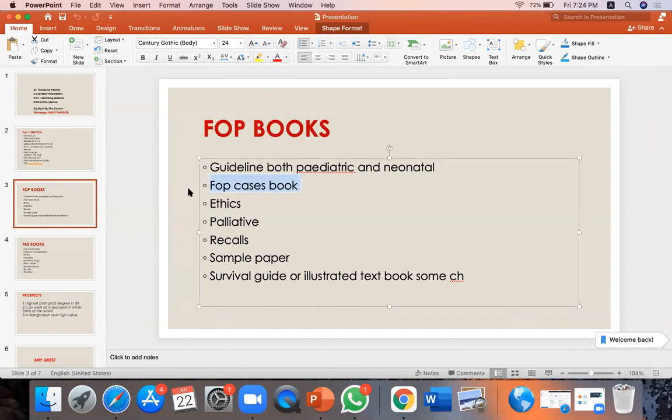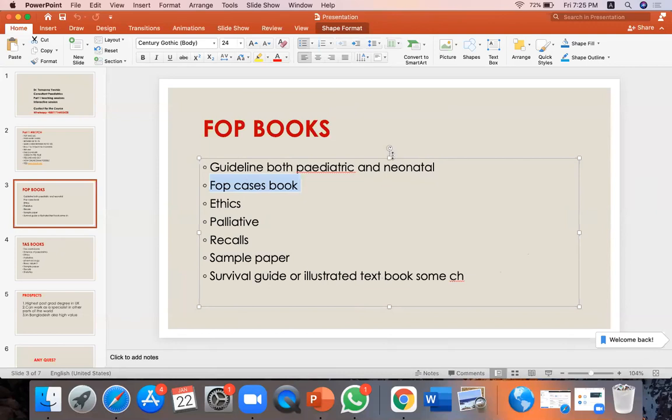Suppose the first case is about poisoning, the second case is about the eye, the third case is about the respiratory system, the fourth case is about the cardiovascular system. So one case is based on one system. And that is a very, very nice book. If you see the RCPCH syllabus for part 1, this is the main book for FOP cases. And this book is also based on some guidelines, the Red Book and Blue Book.